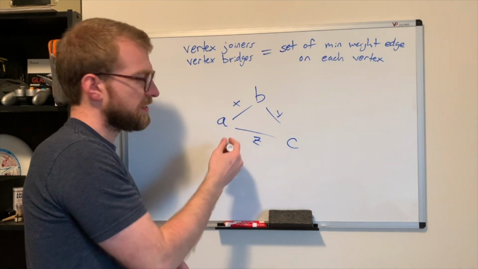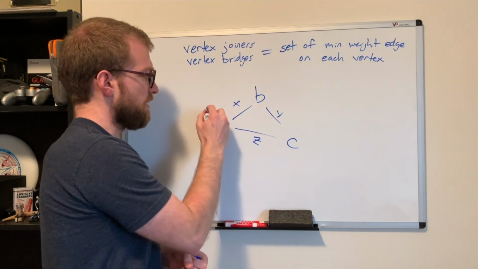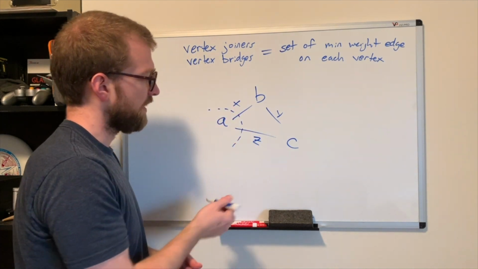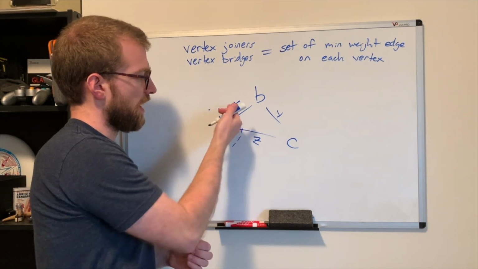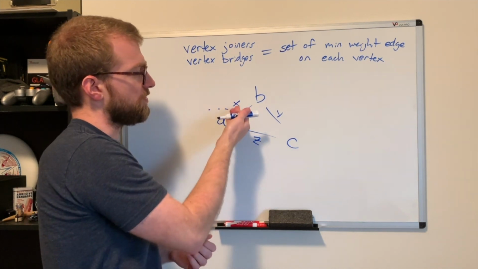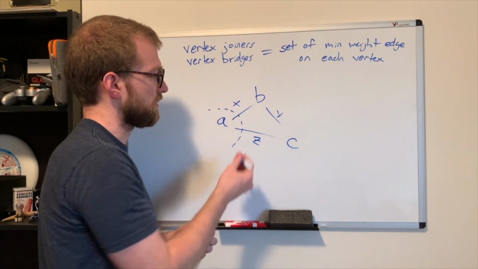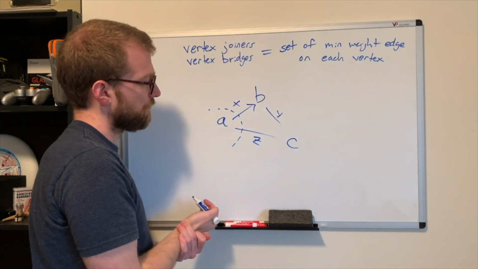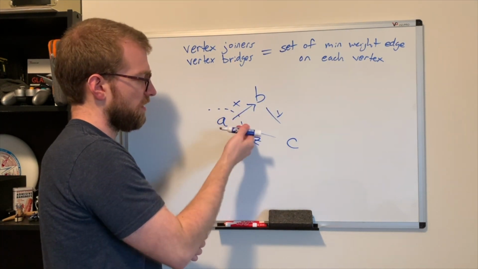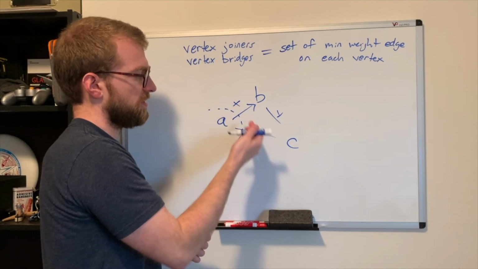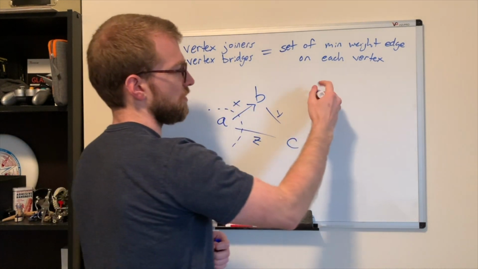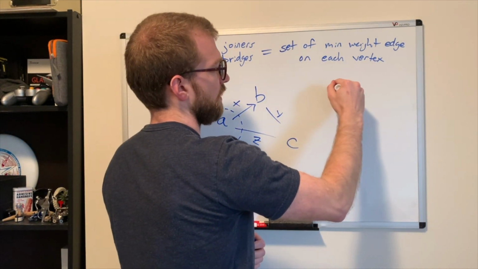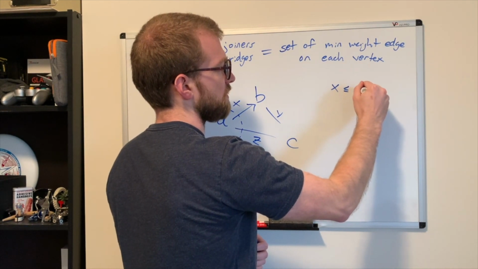So let's look at, from the perspective of A, it sees 2 edges, X and Z. And let's suppose it chooses X. I'm going to draw this arrow, which just means A chose this edge. If A chose that edge, then X must have been a better choice than Z. So we know that X is less than or equal to Z.